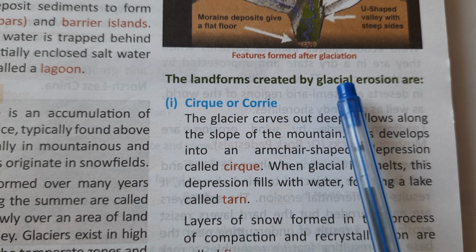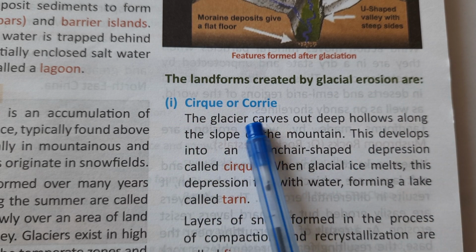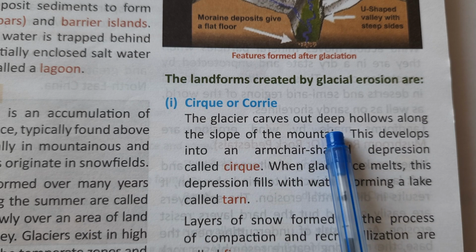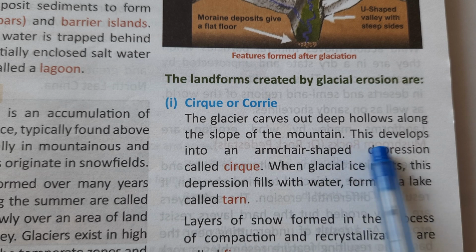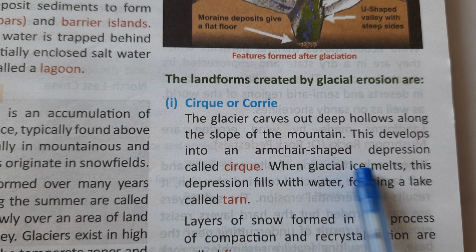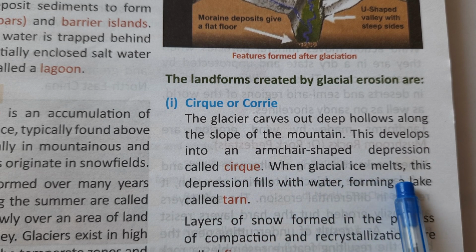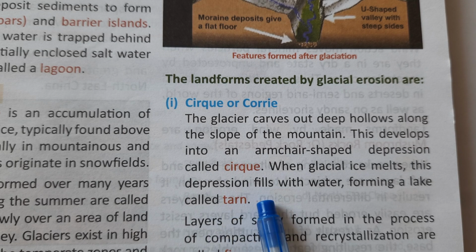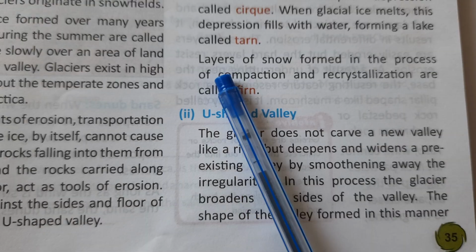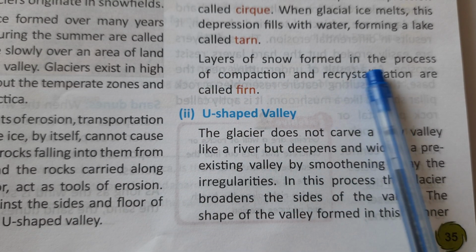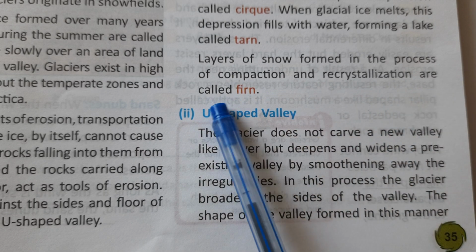The landforms created by glacial erosion are cirque or corrie. The glacier carves out deep hollows along the slope of the mountain. This develops into an armchair-shaped depression called cirque. When glacial ice melts, this depression fills with water, forming a lake called tarn. Layers of snow formed in the process of compaction and recrystallization are called firn.